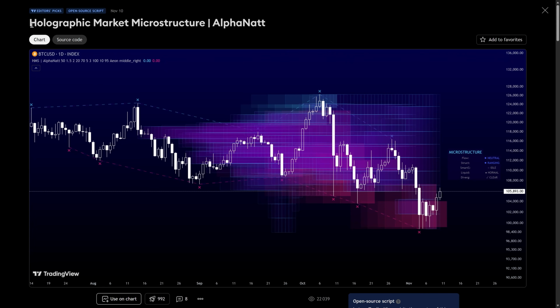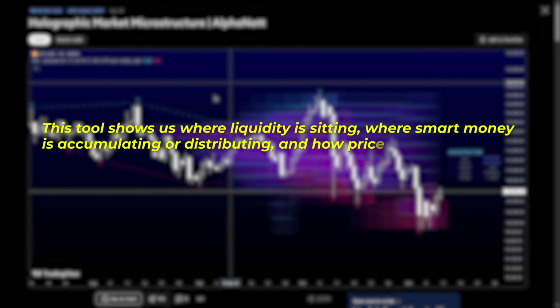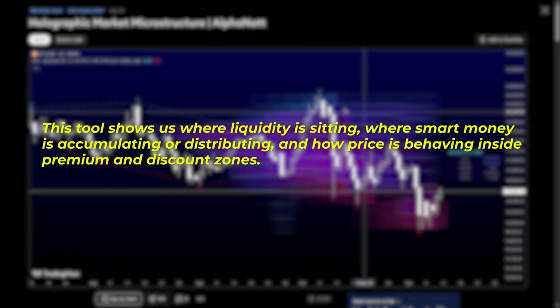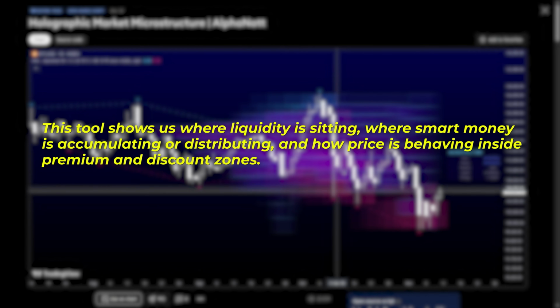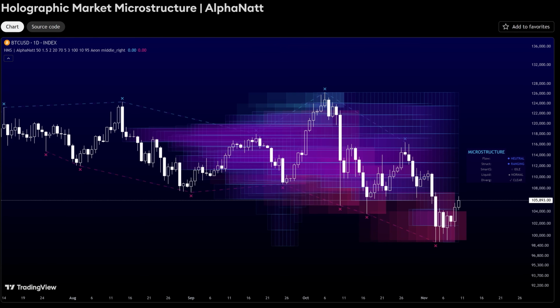In this video, we're looking at the Holographic Market Microstructure Indicator by AlphaNatt on TradingView. This tool shows us where liquidity is sitting, where smart money is accumulating or distributing, and how price is behaving inside premium and discount zones. It automatically marks liquidity sweeps, highlights the holographic blocks, and shows the internal structure levels where momentum shifts.